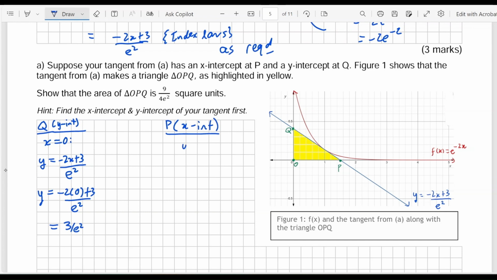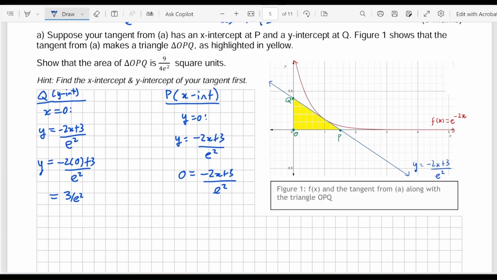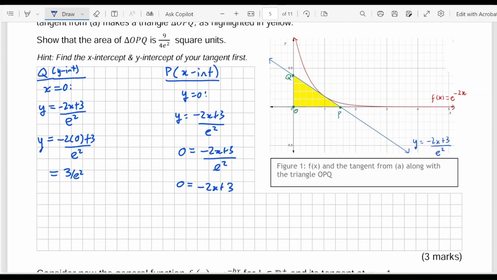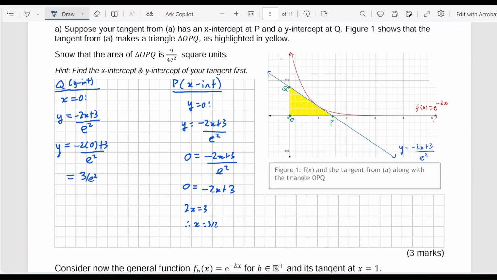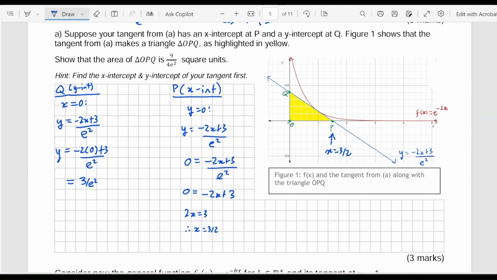To get our x-intercept, you have to set y equal to 0. So again, it was y is minus 2x plus 3 over e squared. You're going to get 0 is minus 2x plus 3 all over e squared. Now, if you remember this about fractions, just the top of the fraction has to be 0 for this to happen. Alternatively, you can just times both sides by e squared, and you'll get 0 times e squared on the left, which goes away. So 2x is 3, therefore x is 3 over 2. Now this should be good news because we're saying that x here is 3 over 2, and it certainly looks to be at 1.5 on that graph there.